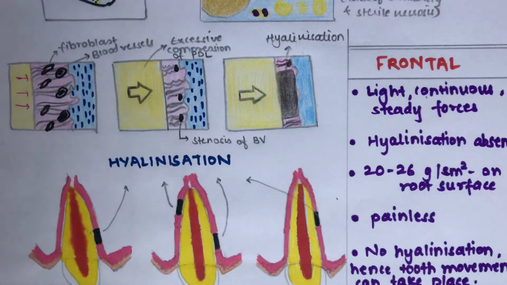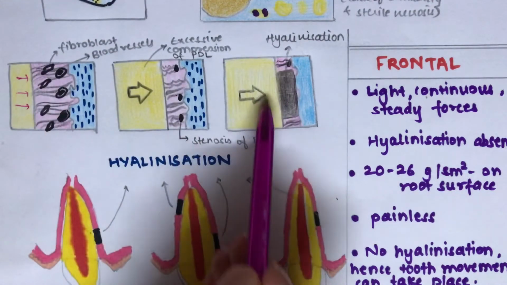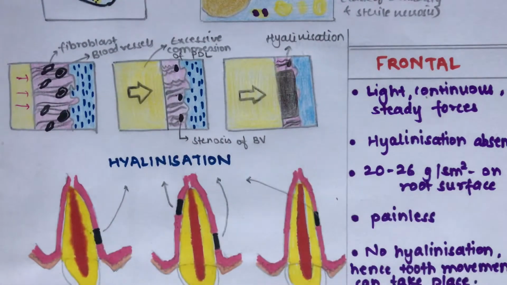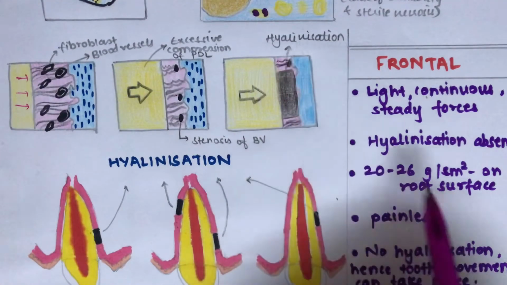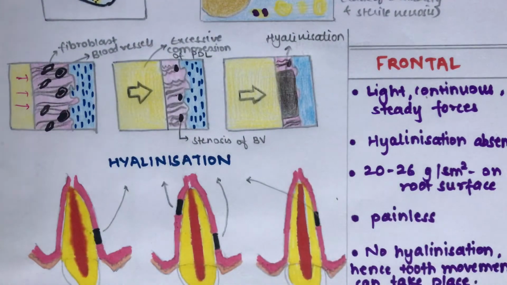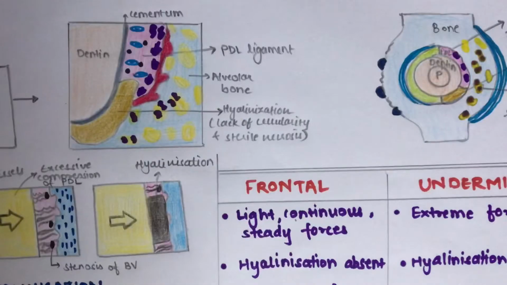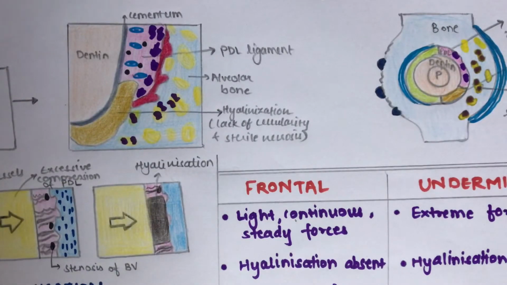The changes you will see in the hyalinized zone: there is gradual shrinkage of the periodontal ligament. Then the cellular structures become indistinct. Then osteoclasts are formed in the marrow spaces and the adjacent area of the inner bone surface after a period of 20 to 30 hours.